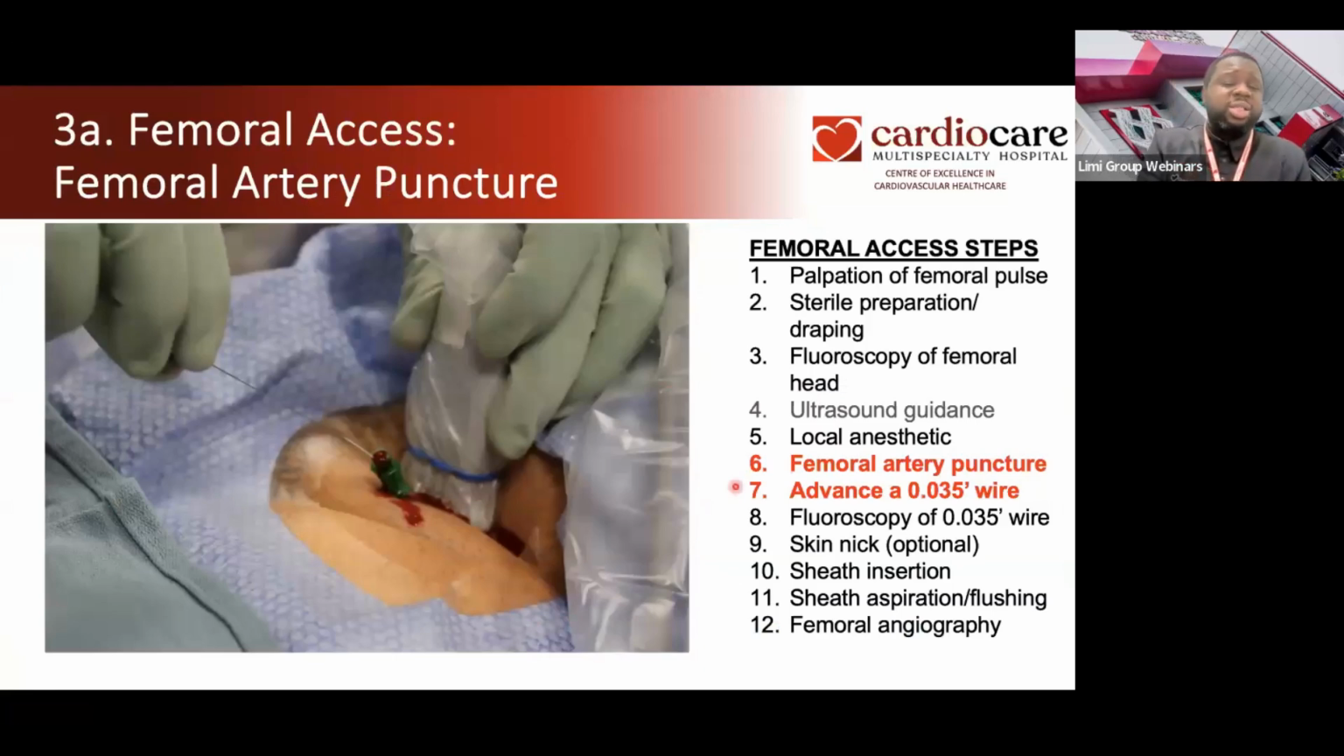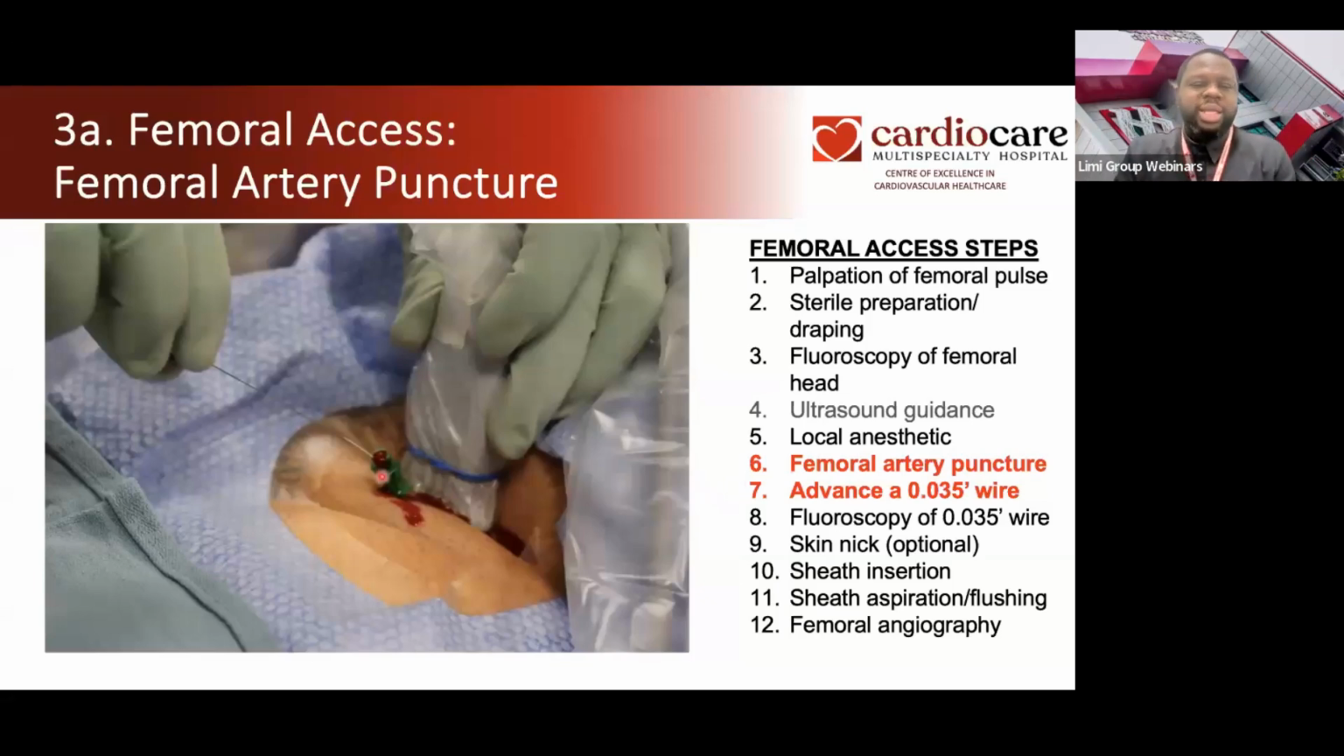A micropuncture kit is a similar thing, only that it has a smaller needle, a thinner needle, and a smaller wire, so that if you miss, the bleeding that comes out will not be much at all. A lot of people advocate for that, but most of the studies have not shown any significant difference in outcomes, and it adds significant cost to the procedure.